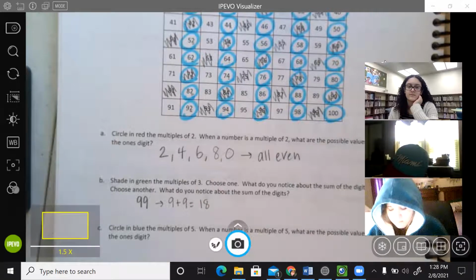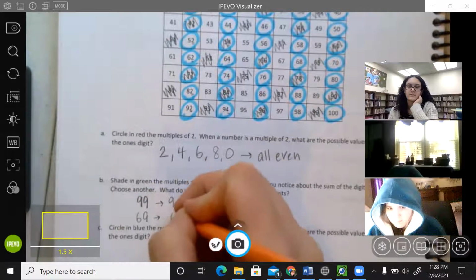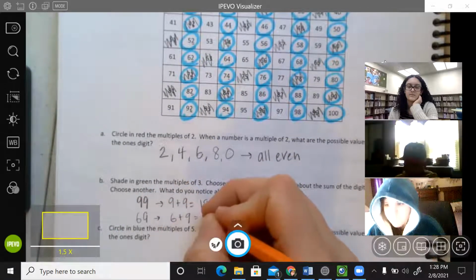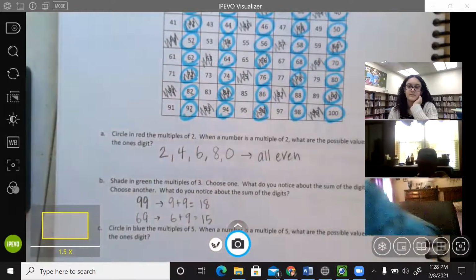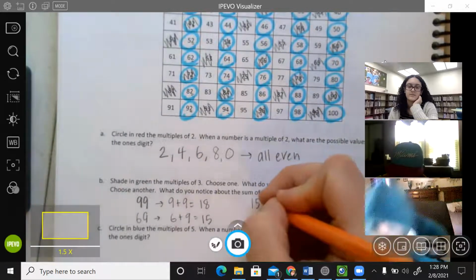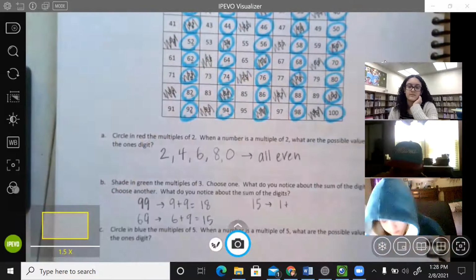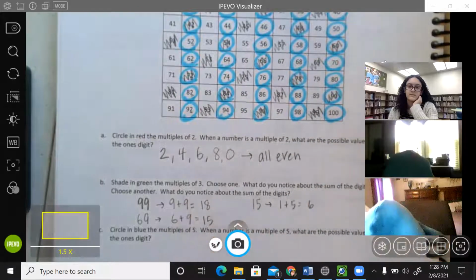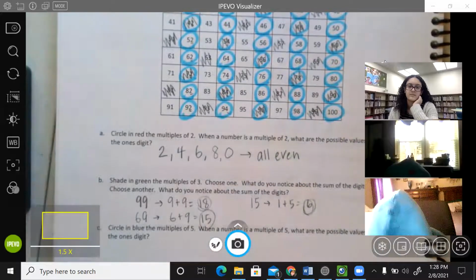Okay, we need to choose another shaded number. Choose a lower one this time. 69. What's the sum of 6 plus 9? 15. I'm going to choose a small one. I'm going to do 15. So Chase, what's the sum of 1 plus 5? 6. Okay, so what do you notice about the sum? The numbers 6, 18, and 15. What do they all have in common?